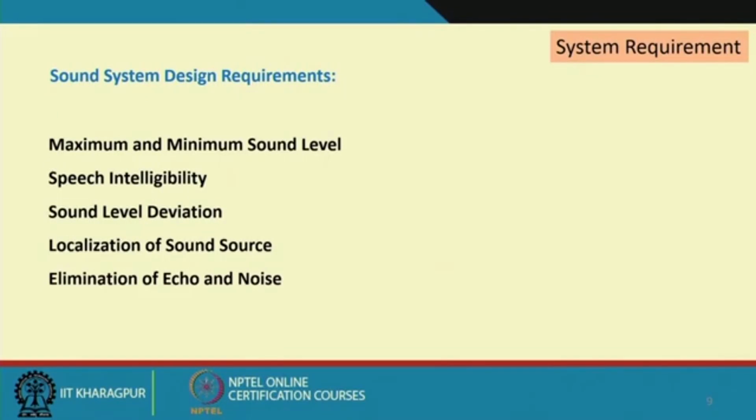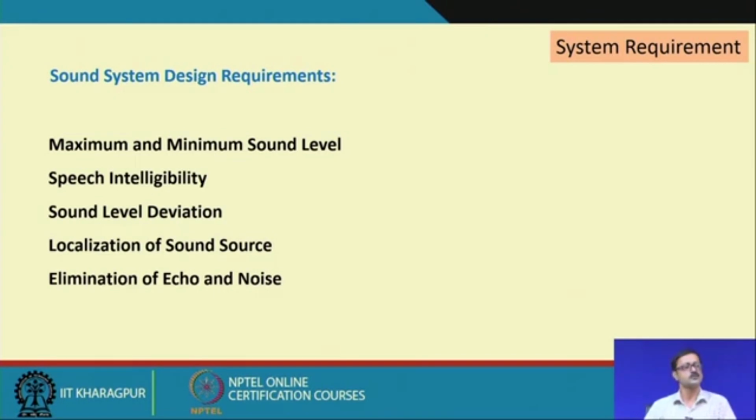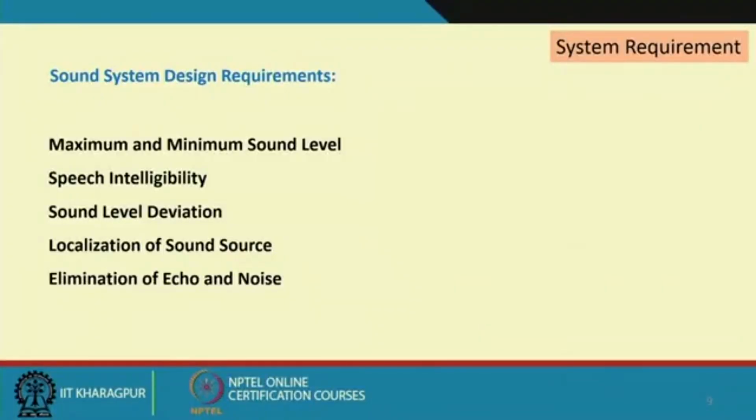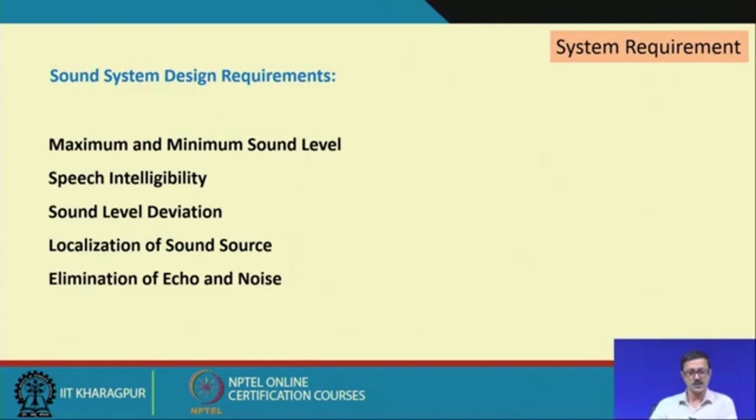Sound level deviation, which comes from the first point, the maxima and minima of the sound level deviations. Localization of the sound source: sometimes because of the faulty character of the electroacoustics, there are some points where you get a very high level of sound, which is also bothering, and maybe at some other point the level of sound is very low, which again gives a problem of speech intelligibility also. You cannot purely enjoy the music or the speech. Localization of the sound source I have just covered, then the elimination of the echoes and the noise.